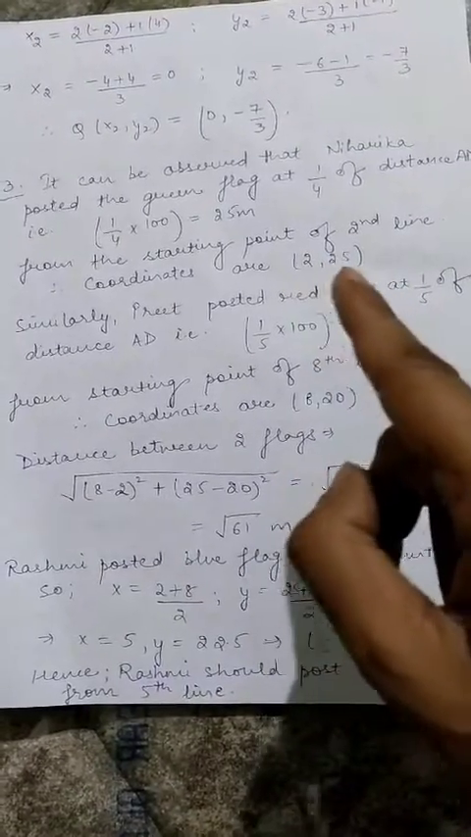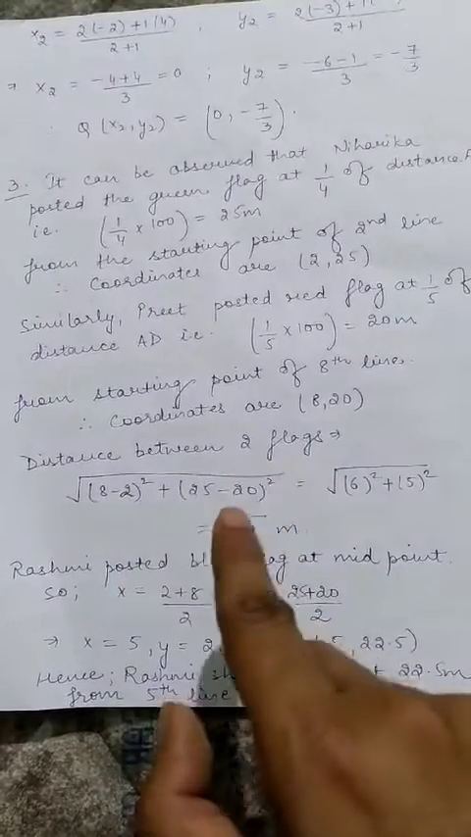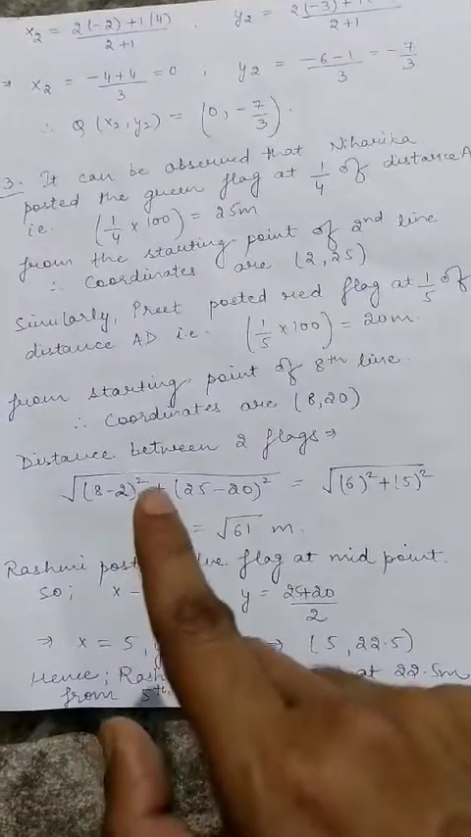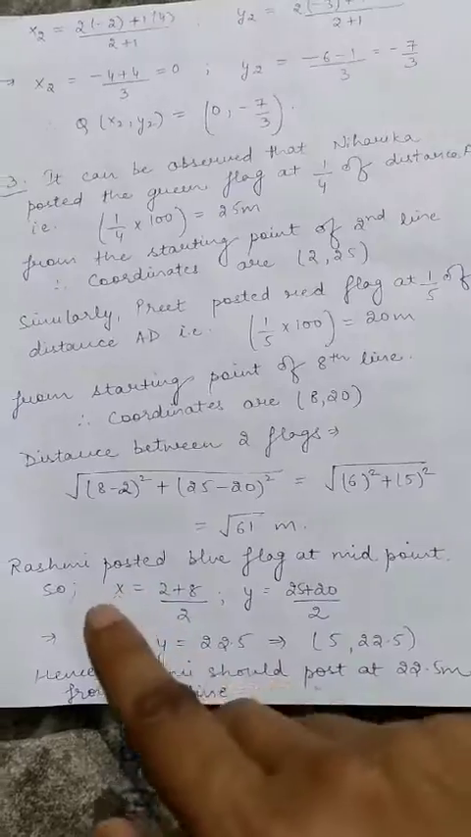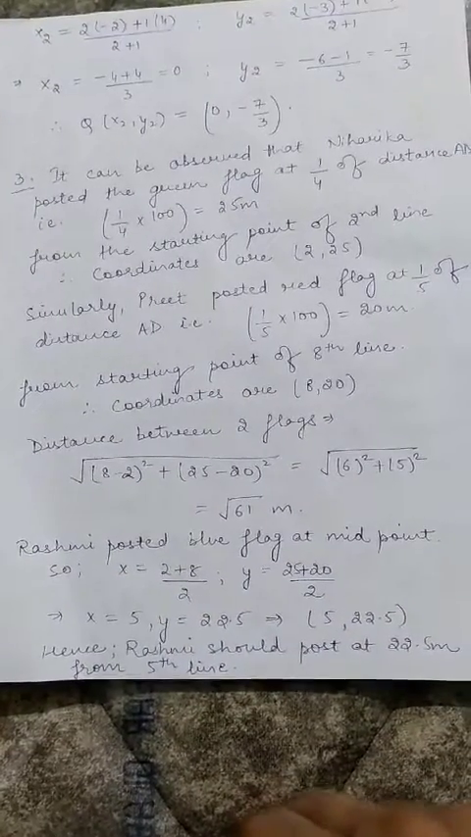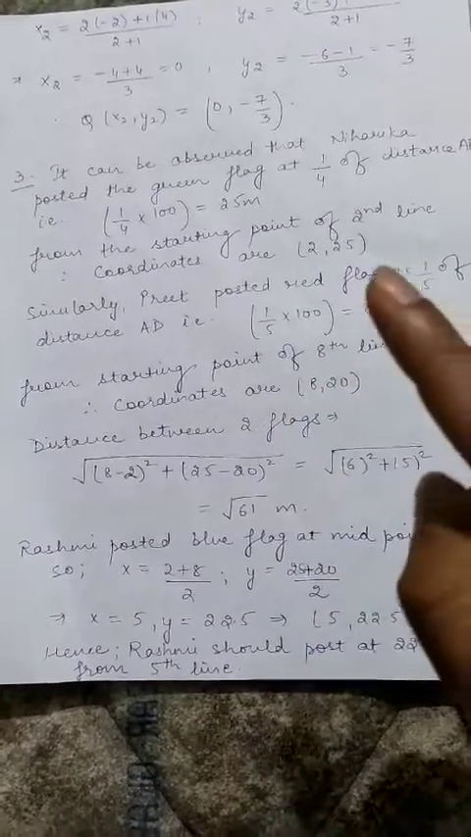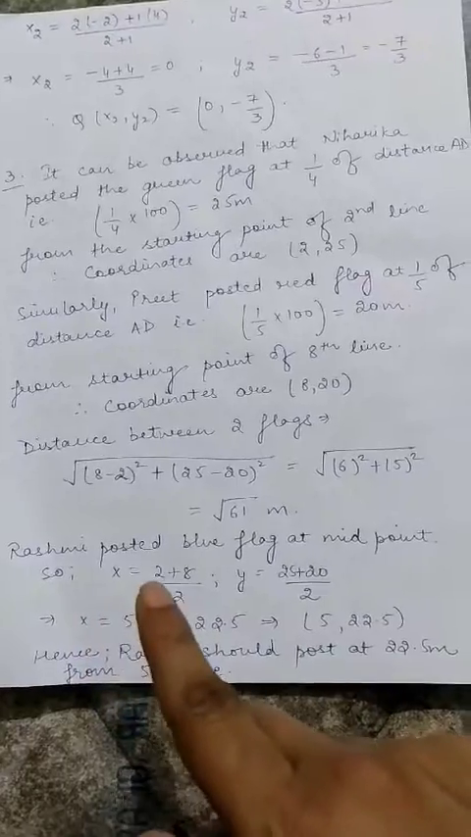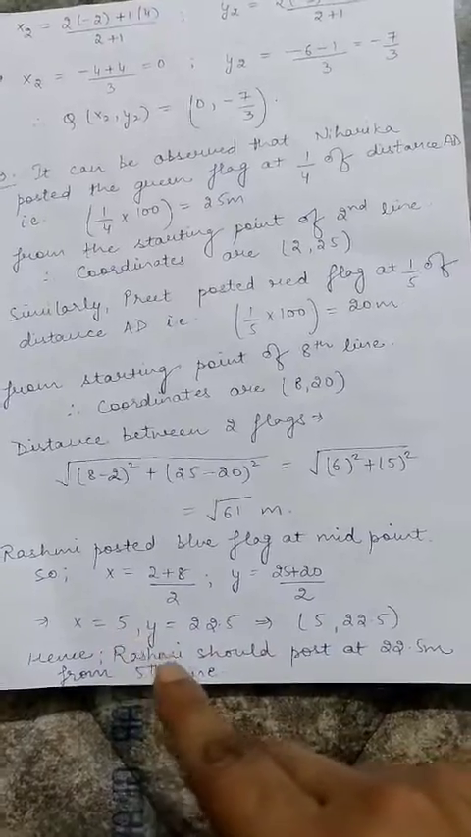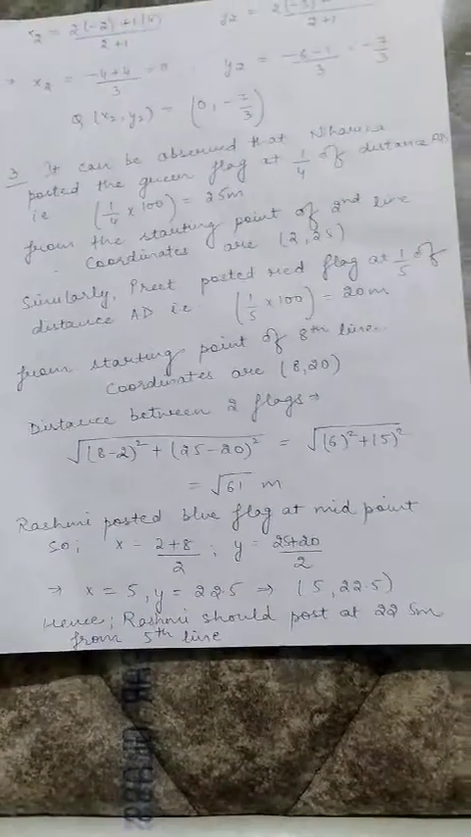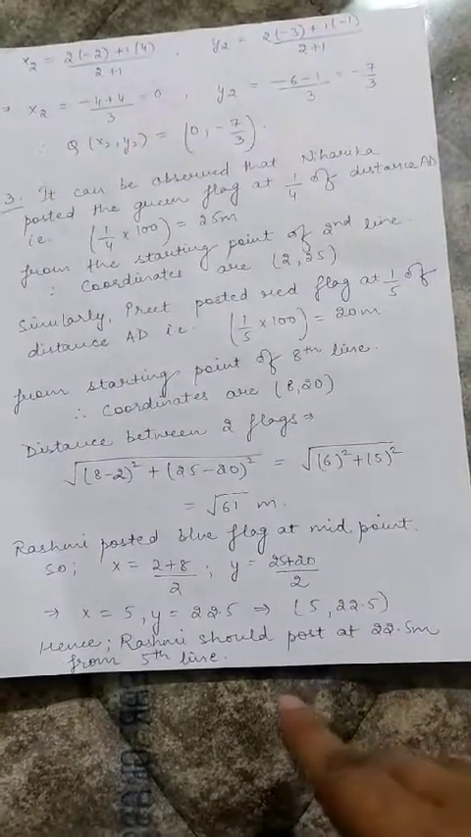Now the points are (x1, y1), that is (2, 25), and (x2, y2), that is (8, 20). Using the distance formula we get root of (8 minus 2) square plus (25 minus 20) square, which equals root of 61 meters. Now Rashmi posted the blue flag at the midpoint. So using the midpoint formula between these two points, we get x equal to (2 plus 8) upon 2 and y equal to (25 plus 20) upon 2. So x equals 5 and y equals 22.5. Therefore Rashmi posted the flag at 22.5 meters from the 5th line.